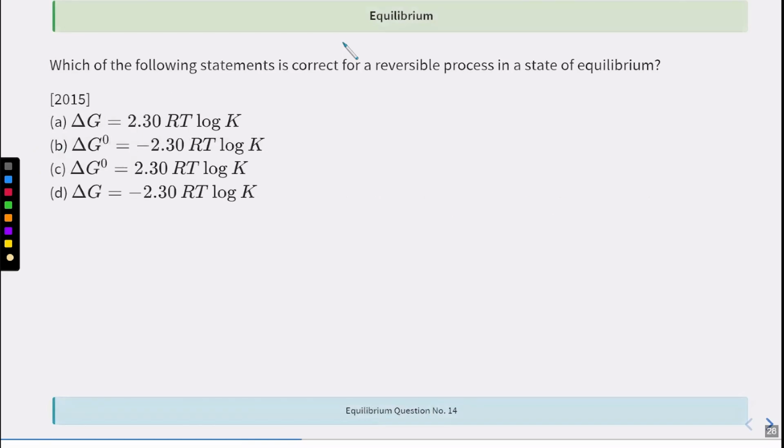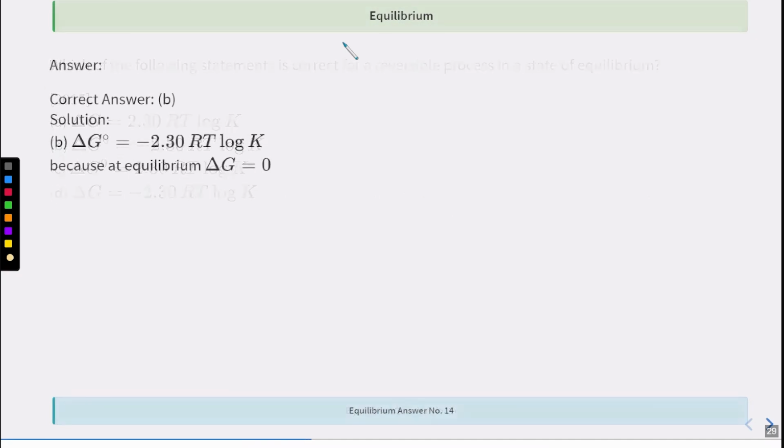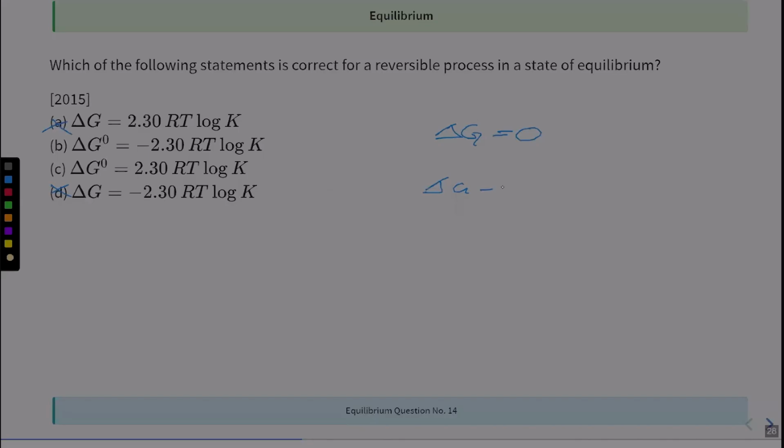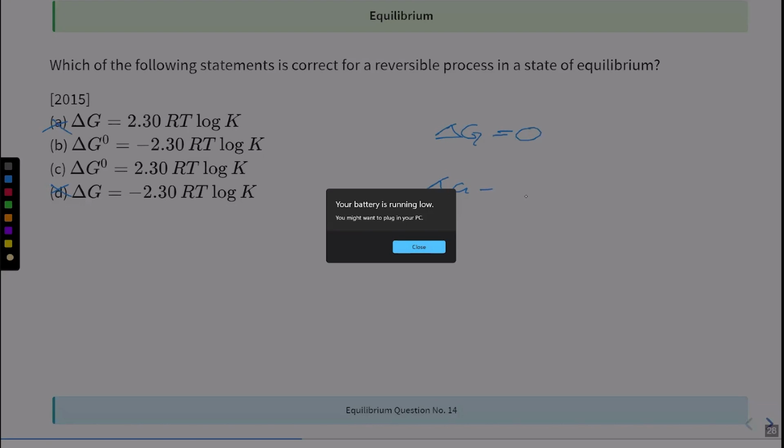Which of the following is correct in a reversible process in the state of equilibrium? Again, guys, we are at equilibrium, so we know that delta G should be equal to 0. So automatically option A and D have gone. And here's the thing, you don't even need to worry about the value because we saw that the equation was what?